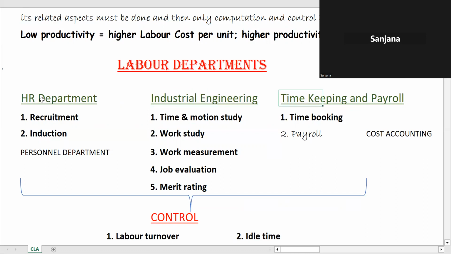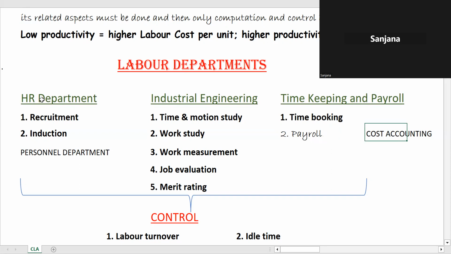Then you have timekeeping and payroll. Timekeeping is a separate department, and payroll is a separate department. Timekeeping does time booking, which is to find out which worker has spent how much time on which job. That is called time booking. The payroll department, at the end of the period, calculates the salary of various workers. That is the job of the payroll department.